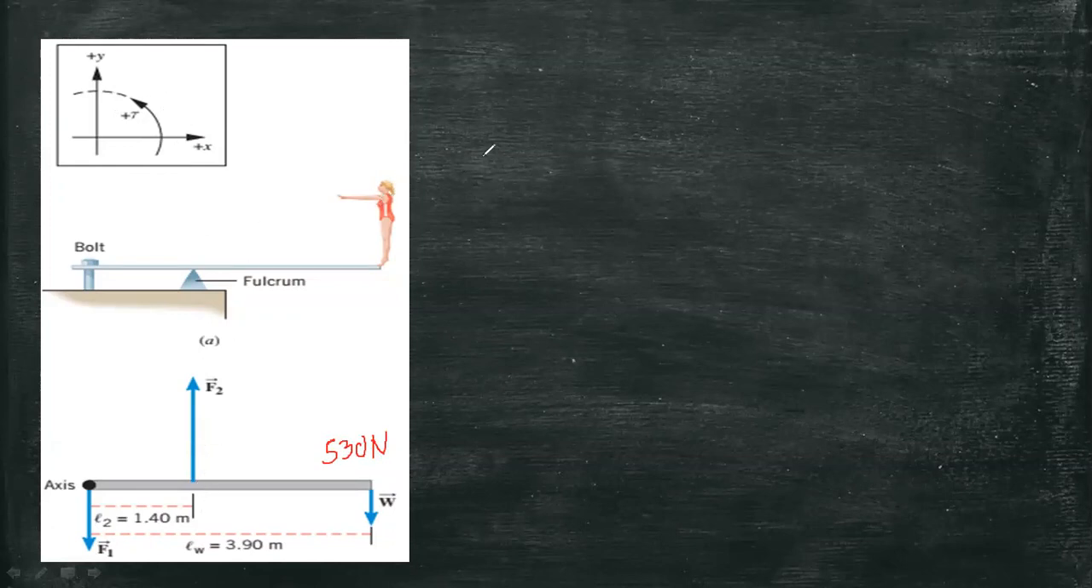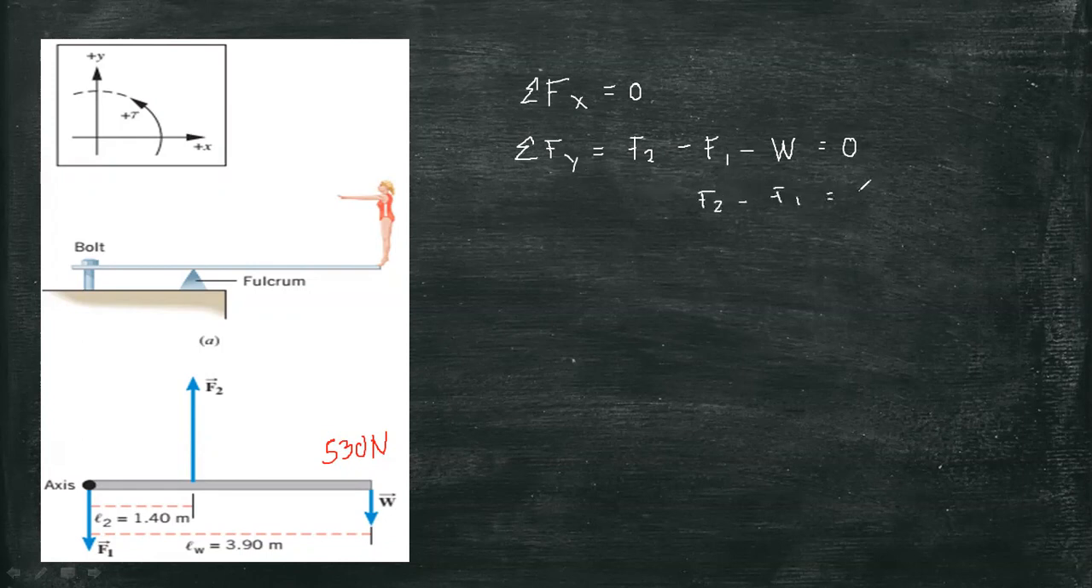Since the board is in equilibrium, the summation of x components is automatically zero because we have no x component forces. Now let's solve for the y component forces. Following the positive direction, we have F2 minus F1 minus the weight equal to 0. Substituting the value of the weight, F2 minus F1 is equal to 530 Newton. So we now have our first equation.